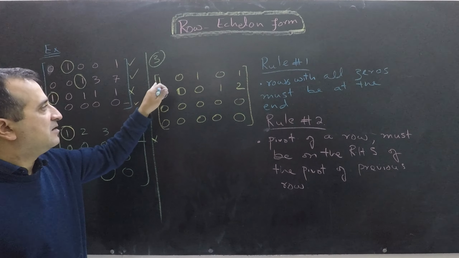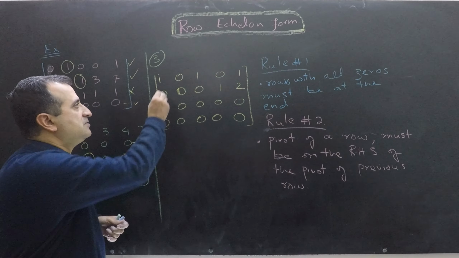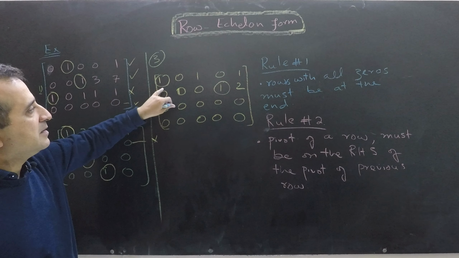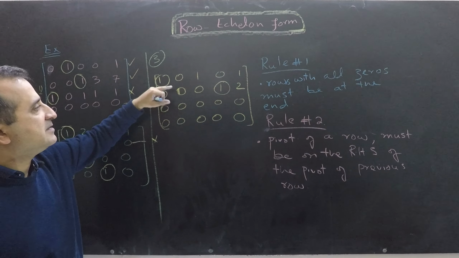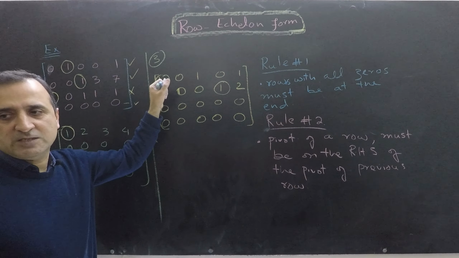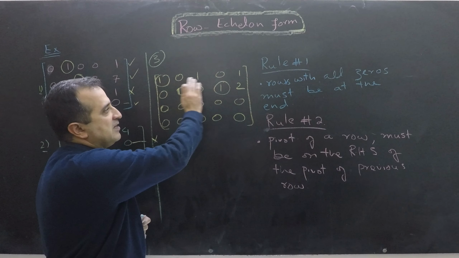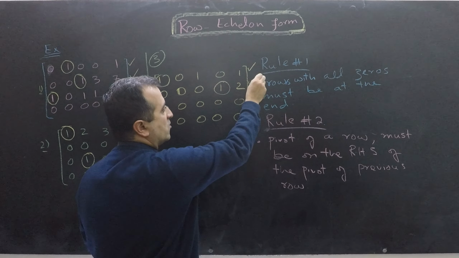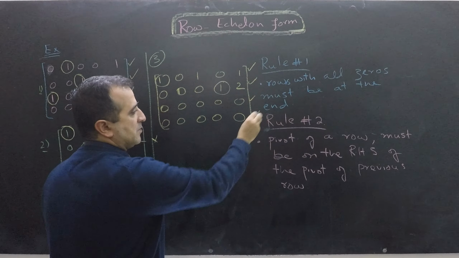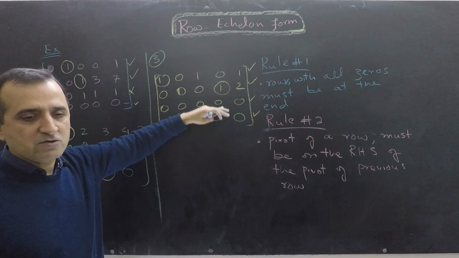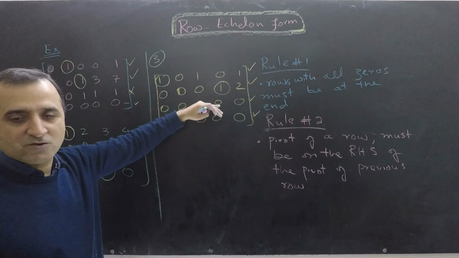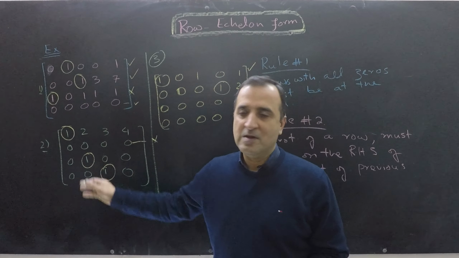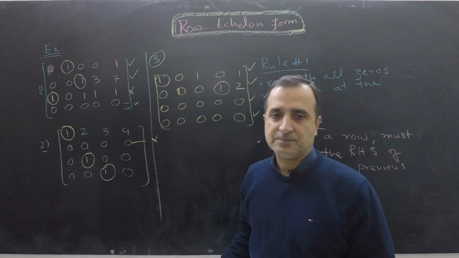In this matrix, again, identify pivots. We have a pivot here, we have a pivot here, and no pivot on the 2 lines. And this pivot is on the right hand side of this pivot. Yes. And the first pivot position doesn't matter because it's the first pivot. So the rule is followed here, and the rule is also followed here and here because these are rows with all zeros and they are at the end. So this matrix is in row echelon form. These two matrices are not in row echelon form, but this matrix is in row echelon form.